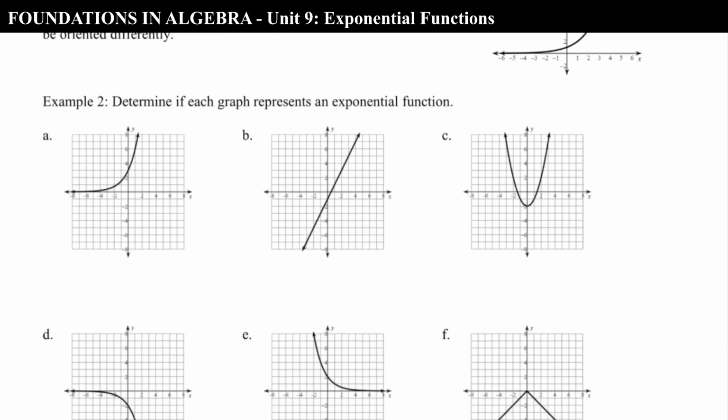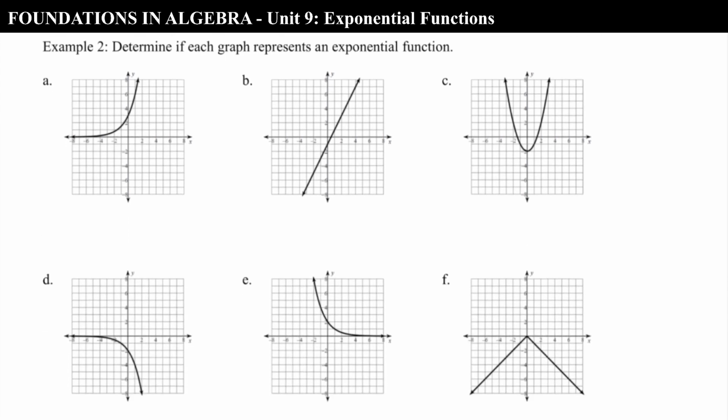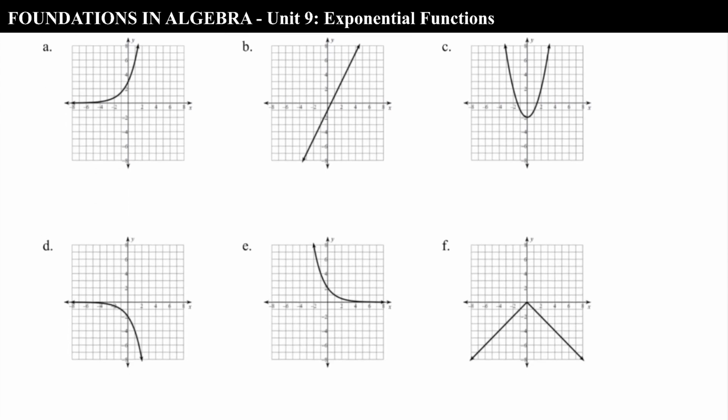So let's see if we can identify a few exponential functions using graphs. So in A, we have that growth. It's very little on one side, and then it's a lot on the other side. So that one is exponential. B, obviously not exponential. It's a straight line. C, we recognize that shape as a parabola, so that is not exponential.